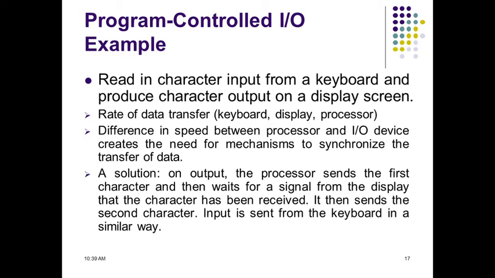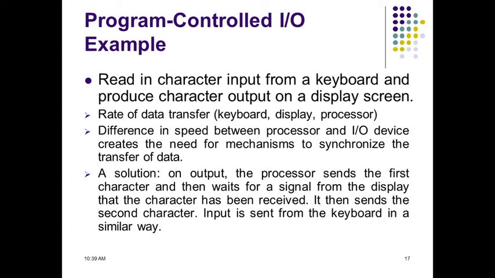The rate of output transfer from the computer to the display is much higher. It is determined by the rate at which characters can be transmitted over the link between the computer and the display device. Typically, there are several thousands of characters per second being transmitted between the computer and the display device.